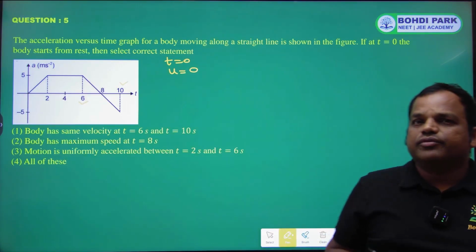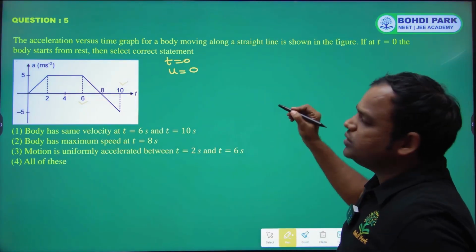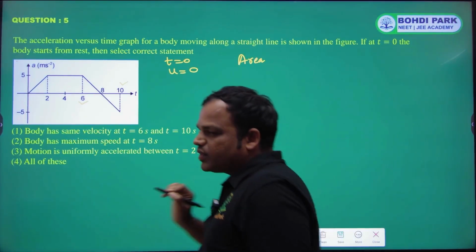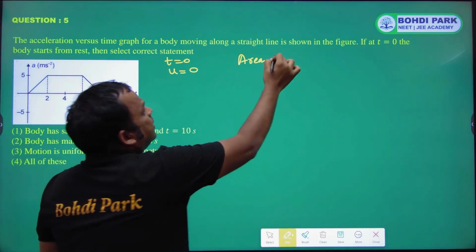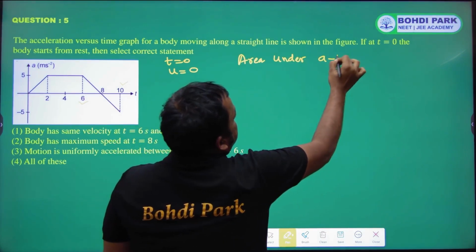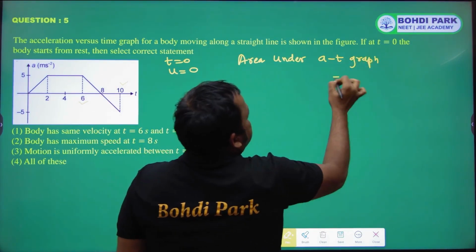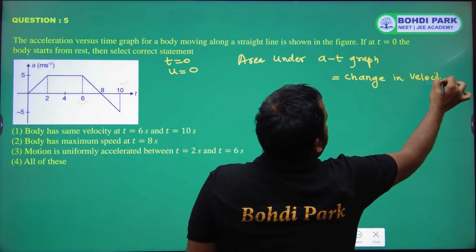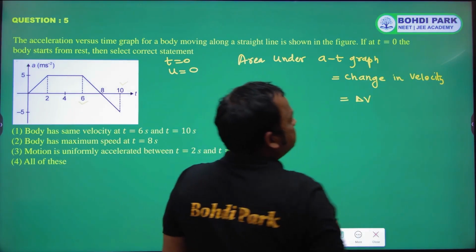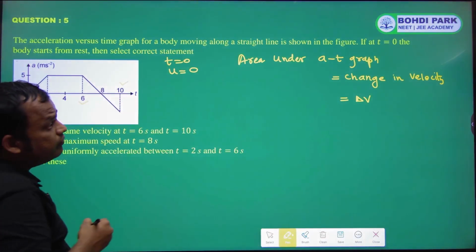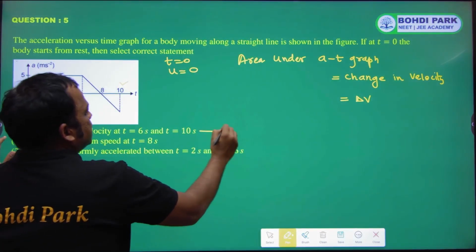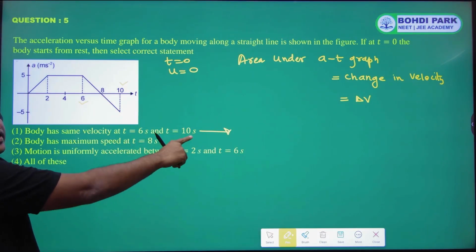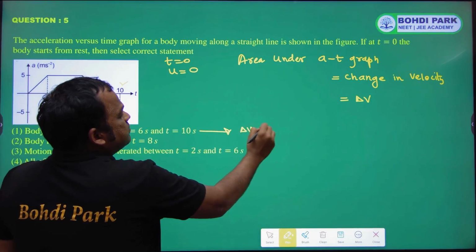So how to solve this type of question? The clue here, the concept here, is the area under the acceleration time graph. Area under the AT graph, area under the acceleration time graph gives change in velocity. Change in velocity is delta V. So if we want to check the first option, it is saying same velocity at 6 and 10, so change in velocity must be 0.